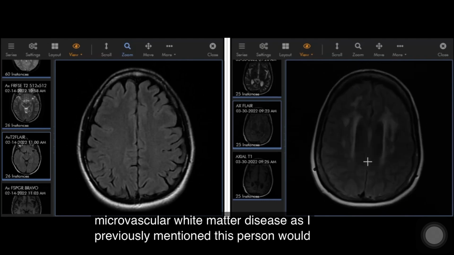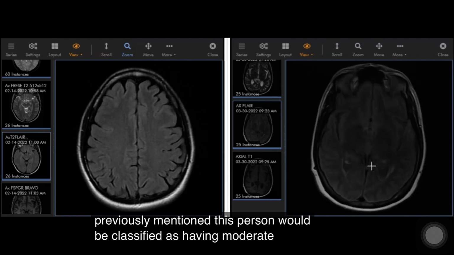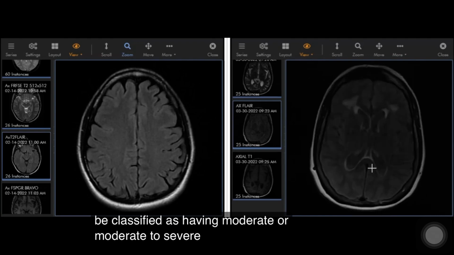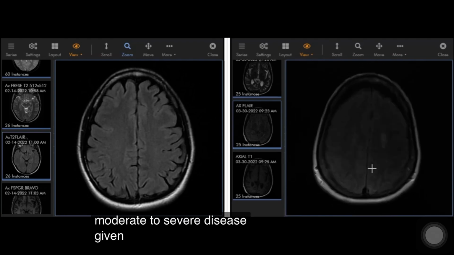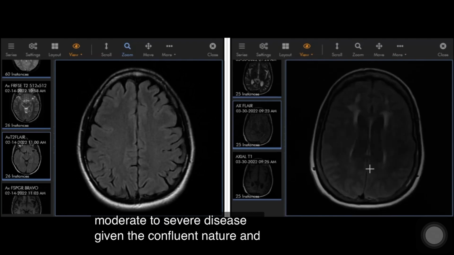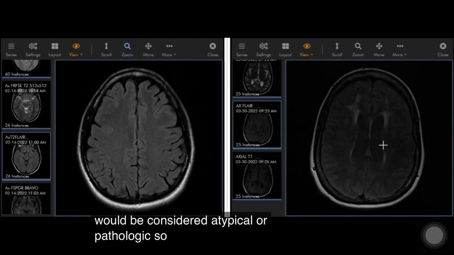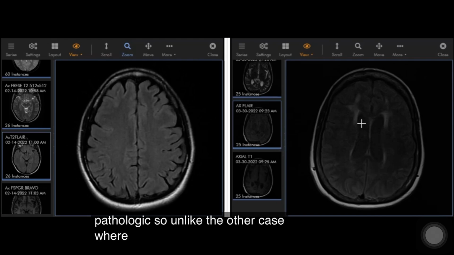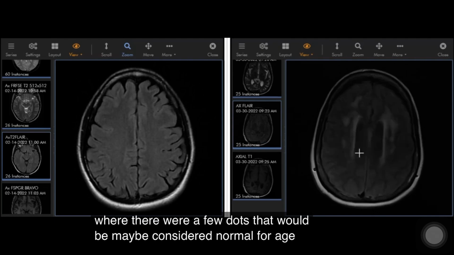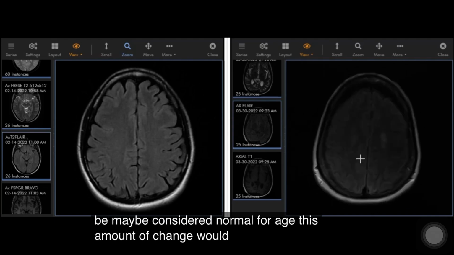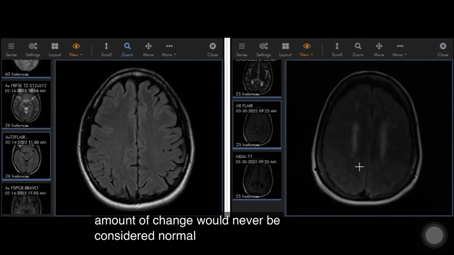This person would be classified as having moderate or moderate to severe disease, given the confluent nature, and this would be considered atypical or pathologic. So unlike the other case where there were a few dots that would be maybe considered normal for age, this amount of change would never be considered normal.